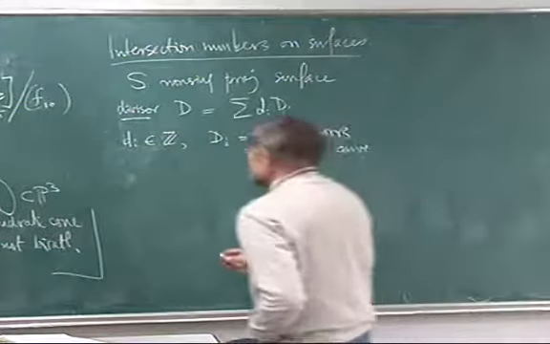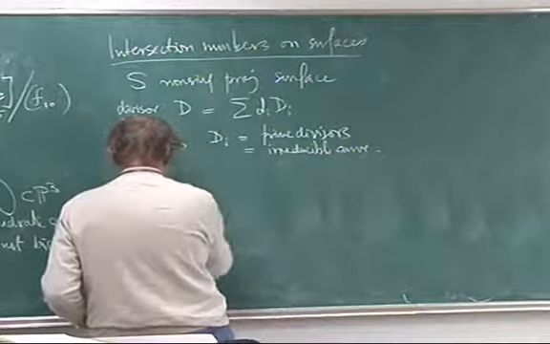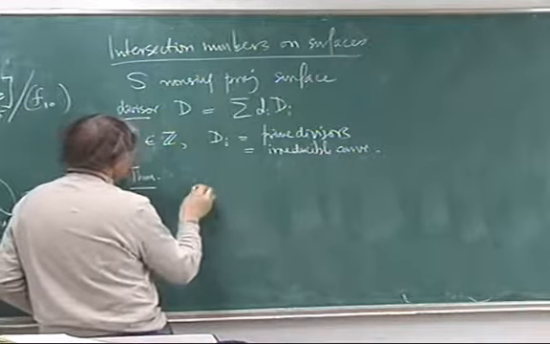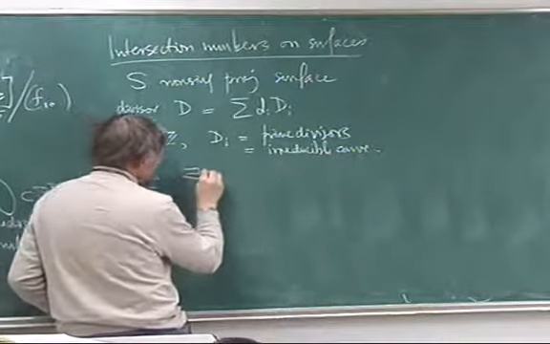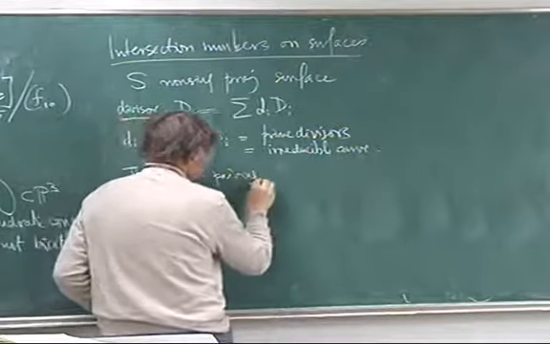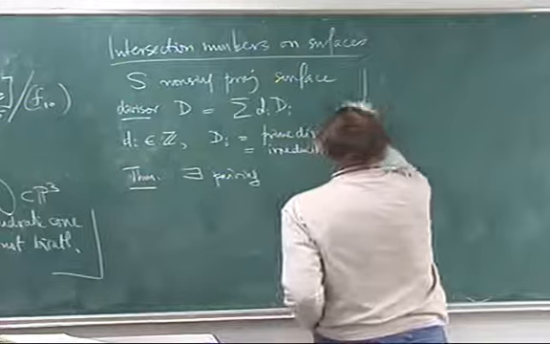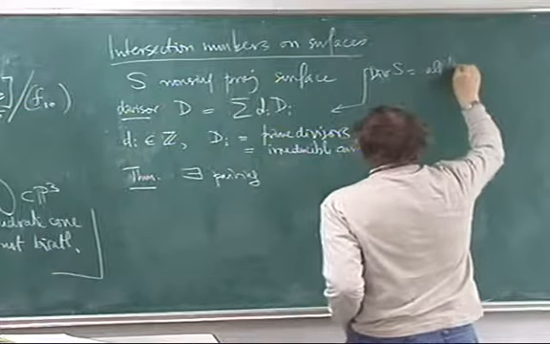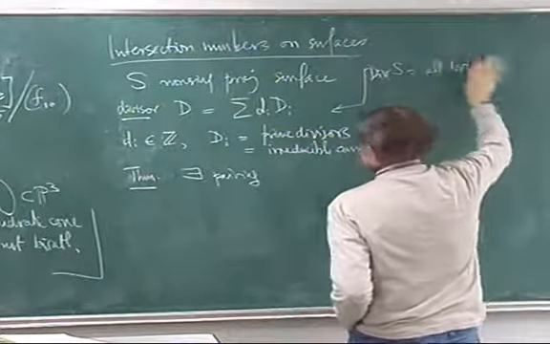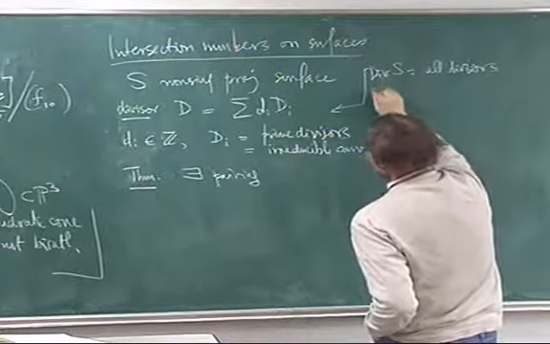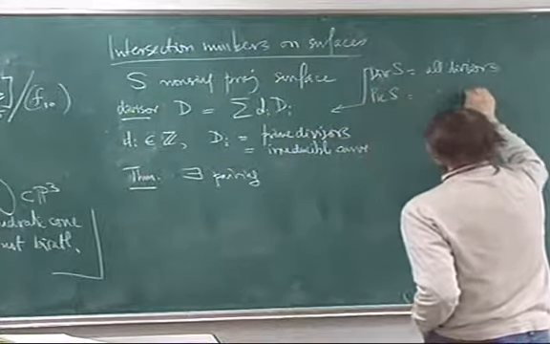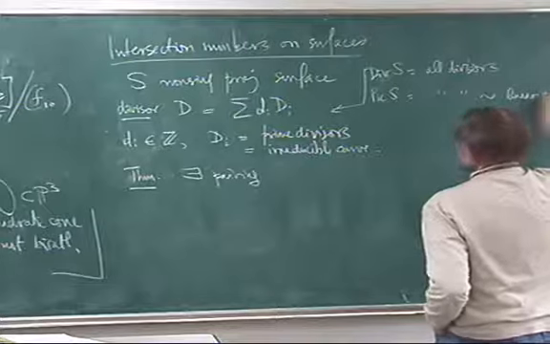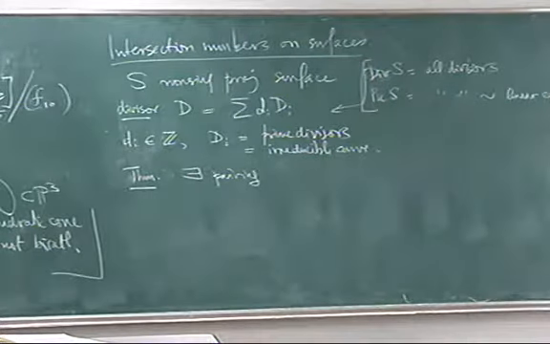Right, so there's a theorem, there exists a pairing. Let me write Div S for all divisors. This is an abelian group, and there's also Pic S, which is all divisors up to linear equivalence. I'll explain these later, but we don't need them just at the moment.